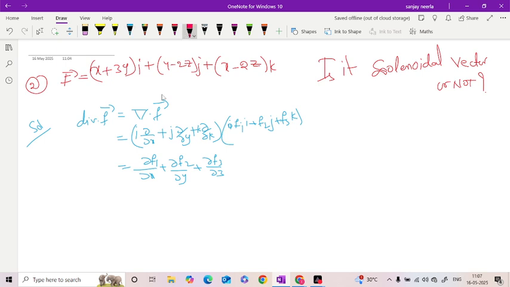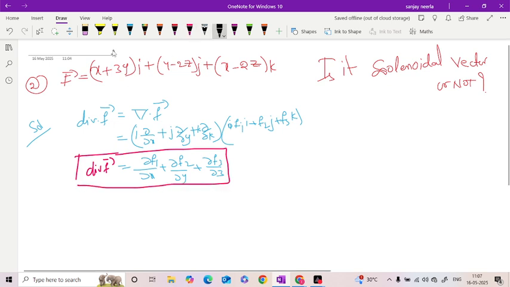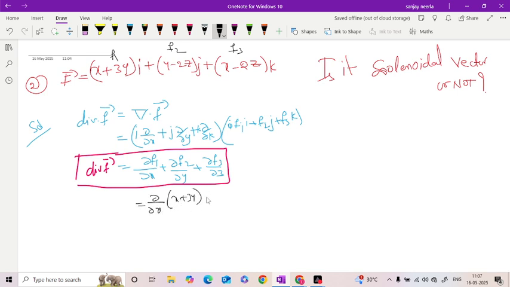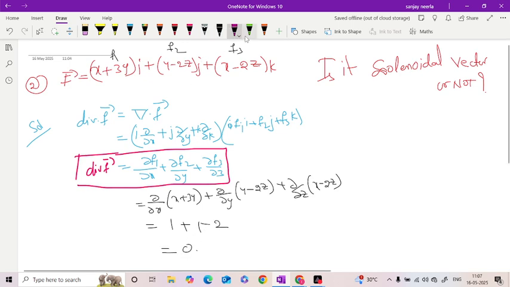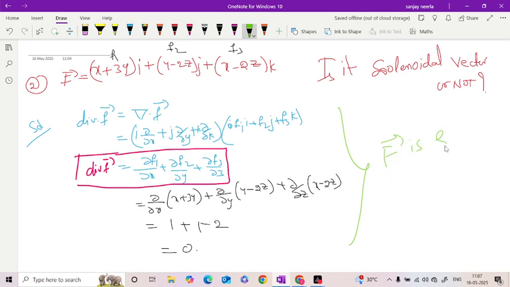My suggestion is, for the divergence of f, just use this formula directly. So this is our f1, this is our f2, and this is our f3. Now substitute: differentiation of x plus 3y, differentiation of y minus 2z, and differentiation of x minus 2z. Now the first one is 1, the second one is 1, and the third one is minus 2. It is entirely 0. So the given vector f is a solenoidal vector.